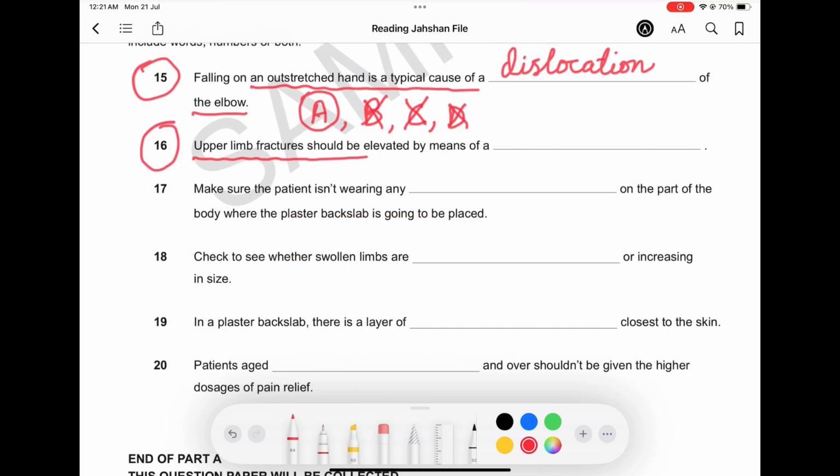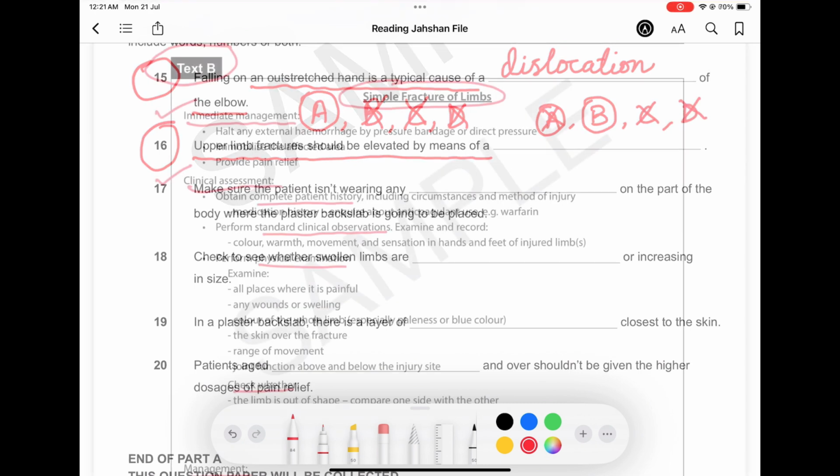Let's do question number 16. Upper limb fractures should be elevated by means of blank. Now here, will it be in text A, a definition? No. Can it be in text B? Yes, it can be in the management part. Is it in C, morphine? No. In D, the backslap? No, it doesn't seem like that.